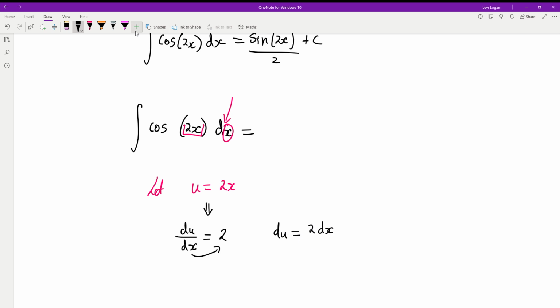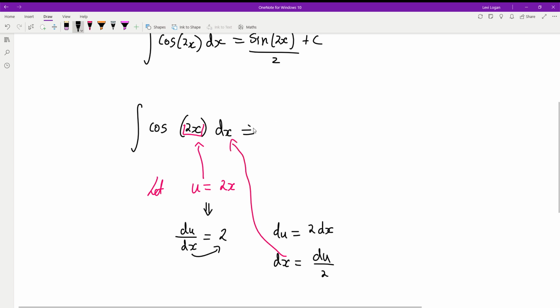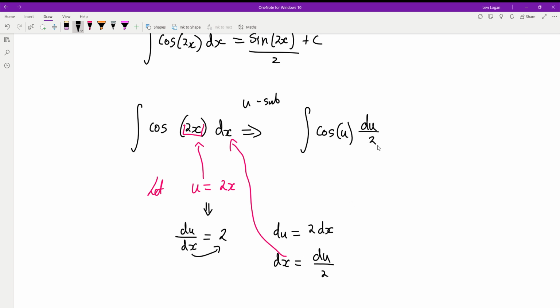Now, what I'm going to do is try and get dx as the subject of our formula here. So divide by 2. So dx equals du over 2. And that's what we were after. The reason why is because now we can substitute the u into here and the dx into here. So what we get is this new integral here. So when you apply u sub, you're going to get the integral of cos, replace that with u now, and replace the dx with du on 2.